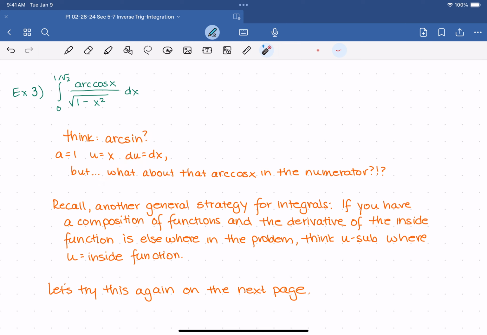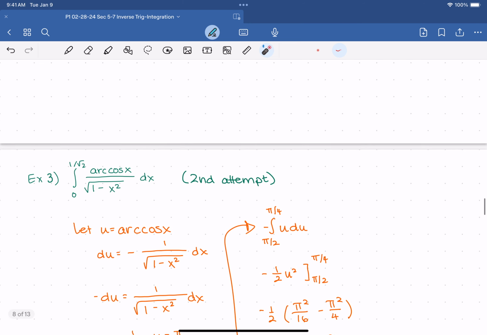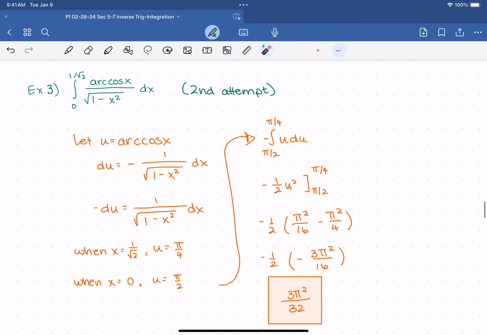Remember, another thing is if you see the derivative of part of the problem elsewhere in the problem, it is a u sub problem. And the derivative of arc cosine x is 1 over the square root of 1 minus x squared. We have that right there. So let's try this again. If we do u sub and let u equal arc cosine x, then du is this. Don't forget it's got the negative. I just don't have the negative, so I moved it over here.